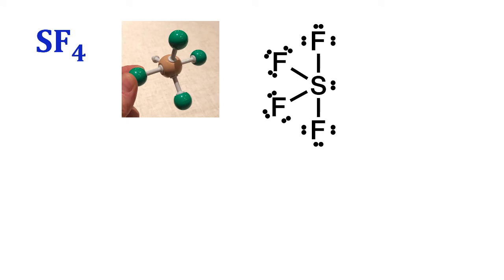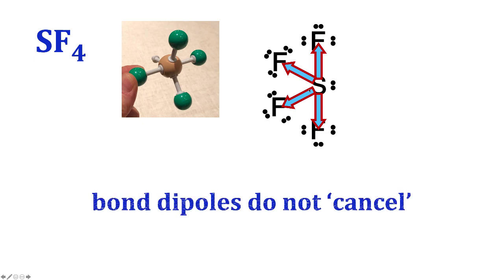And one more example, SF4. Here is a molecular model. Here is a Lewis structure. Sulfur has 4 bonds to fluorine atoms and a lone pair, so it has a seesaw or sawhorse structure. Fluorine's more electronegative than sulfur, so there's a bond dipole from sulfur to each of the fluorines. And the 2 axial fluorines have their dipoles cancel, but the 2 equatorial fluorines also have an equatorial lone pair, and those dipoles do not cancel.